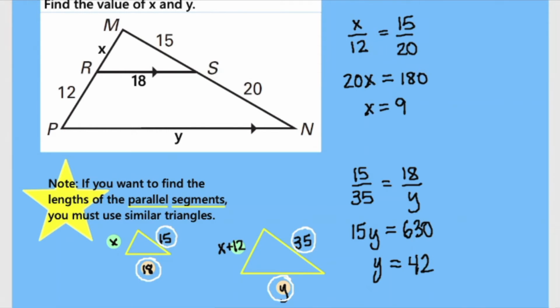So just to review, it's much easier to find these little chunks because they're proportional when you see those parallels. But when you're looking for the length of one of the parallels, you have to go with similar triangles.